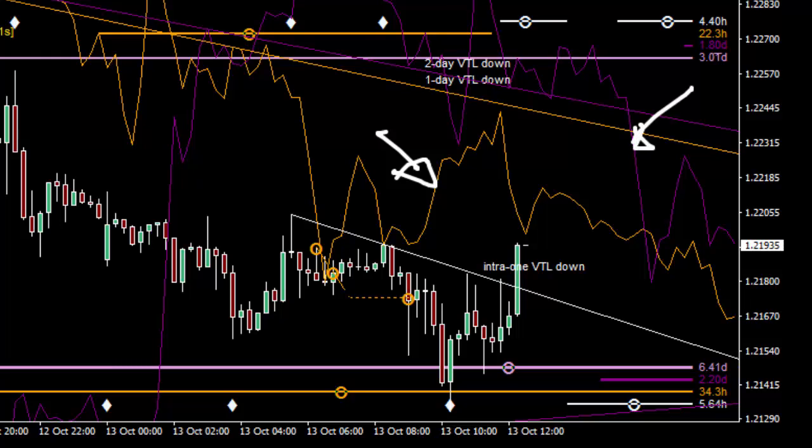We also have two VTLs. We have the one-day VTL and we have the two-day VTL. Now, that's quite a lot of resistance and difficulty in the path for price to bounce up. So we know that that's lying ahead of us. But nevertheless, if price is bouncing out of a 5-day cycle trough, which is what I suspect at this point, then I would expect it to get through that resistance.